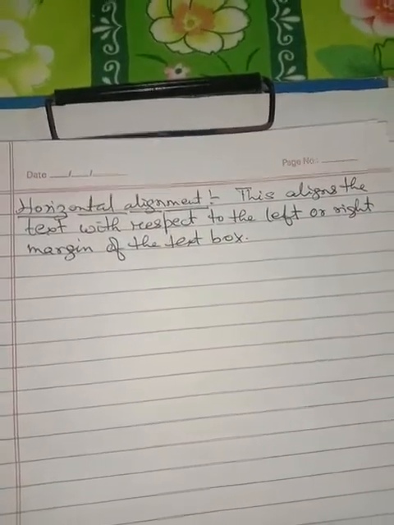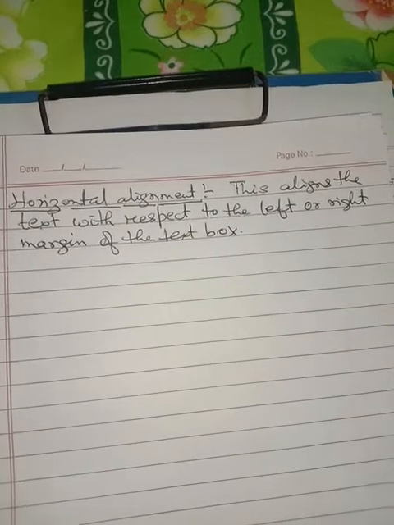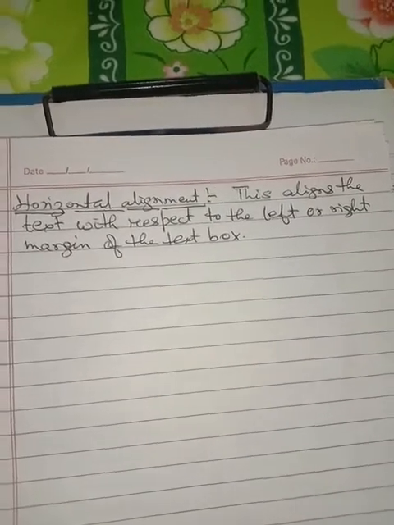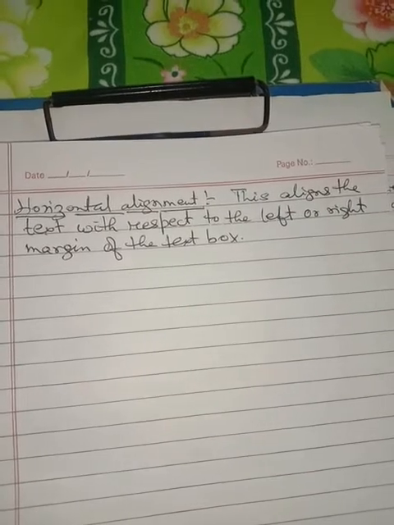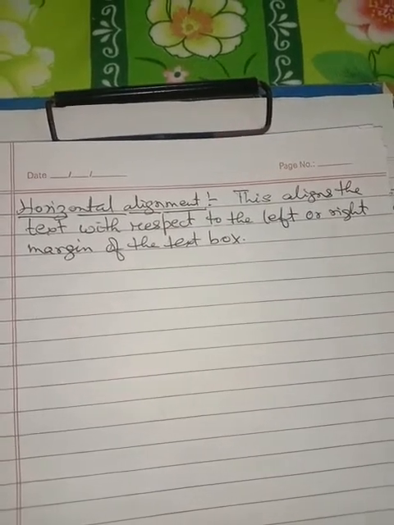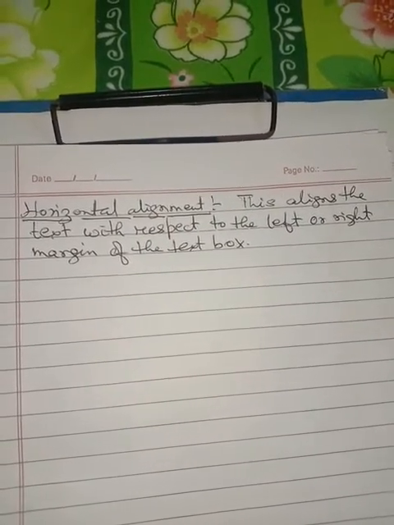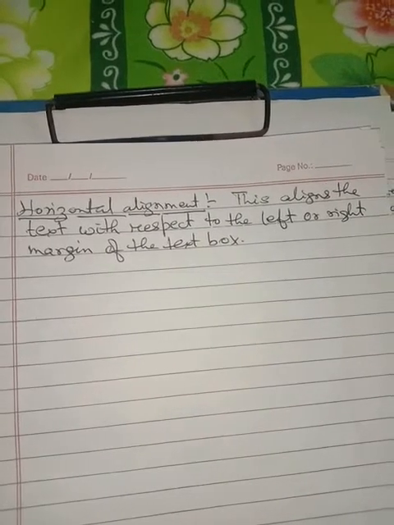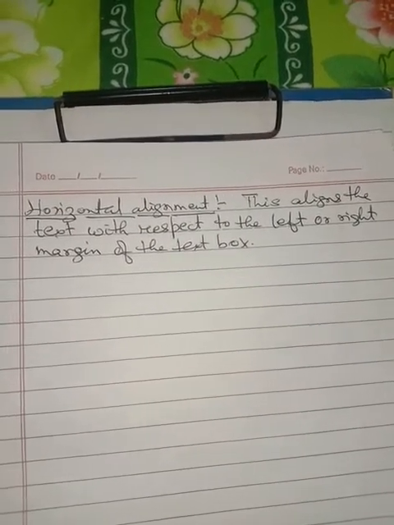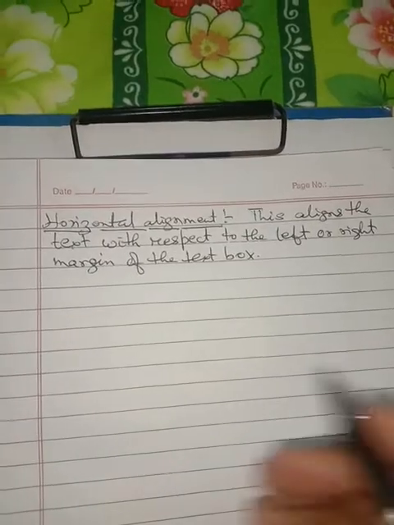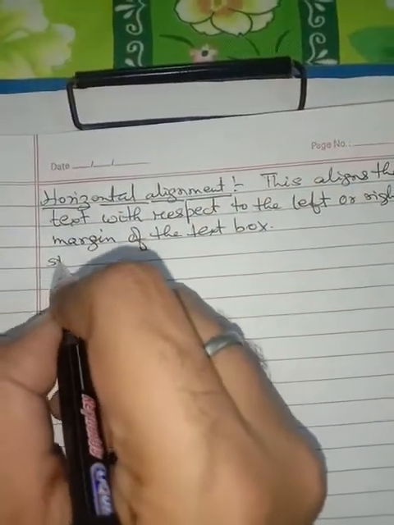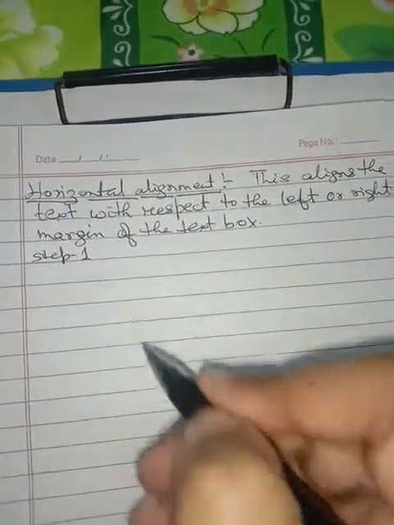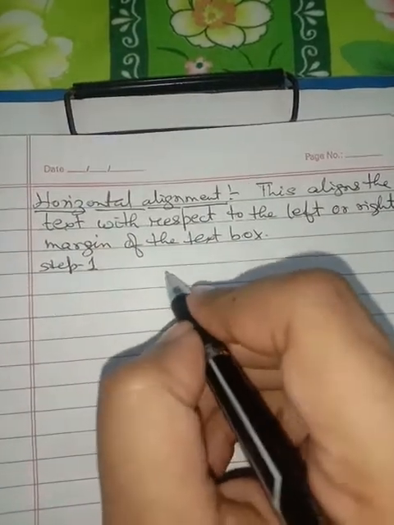So remember the vertical alignment. What is the difference between vertical alignment and horizontal alignment? In vertical alignment, it aligns the text with respect to the top and bottom margin of the text box. And in horizontal alignment, it aligns the text with respect to the left or right margin of the text box. So what are the steps to perform the horizontal alignment? The different steps are: step 1, select the text for alignment.